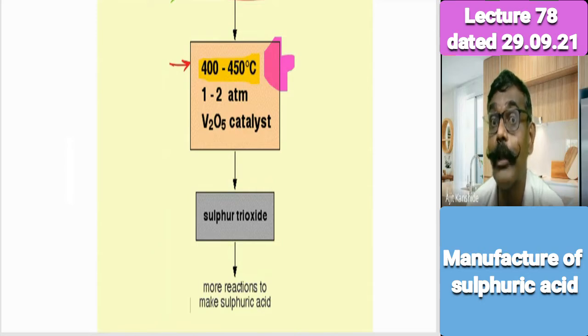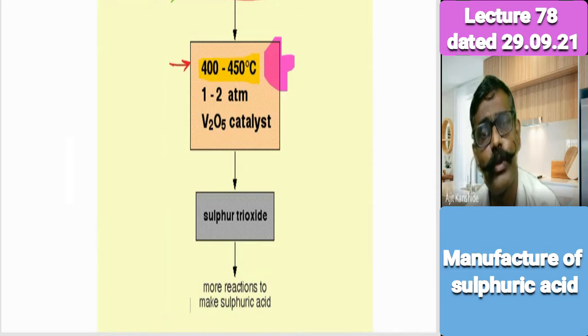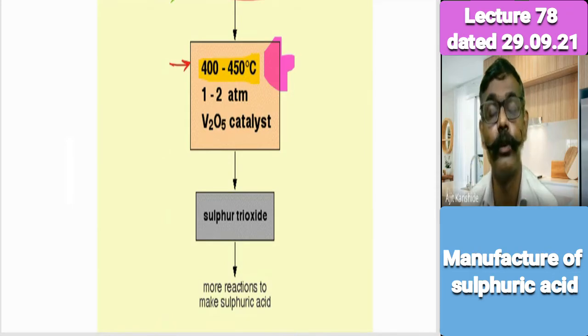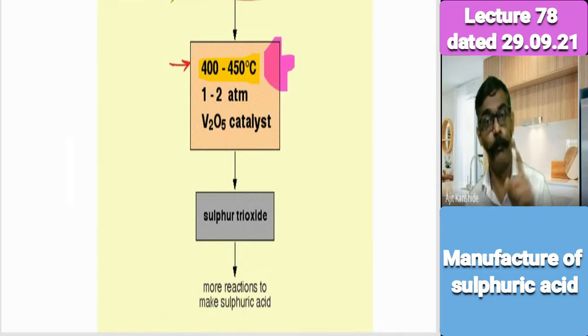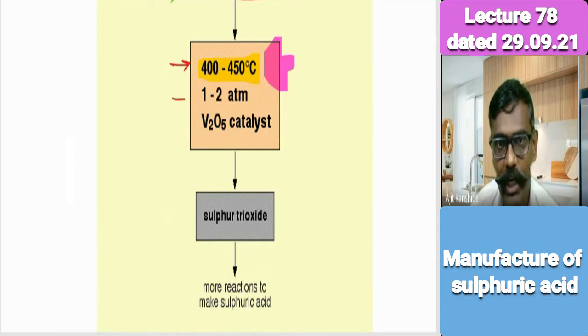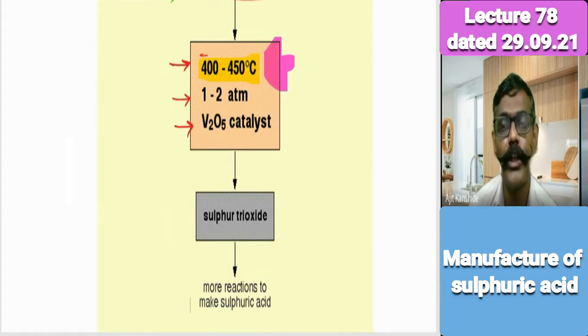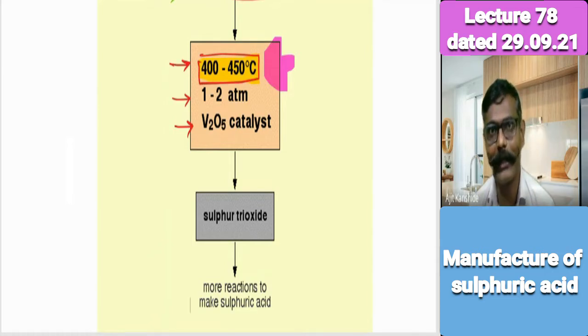We are talking here about the practical point of view. Practically, in order to get the spontaneous formation of SO3, we need to maintain low temperature. But when we perform the reaction at 1 to 2 atmospheric pressure with catalyst vanadium pentoxide, at that time the temperature condition of 400 to 450 degrees Celsius is used. Okay, I'll come to that point again.